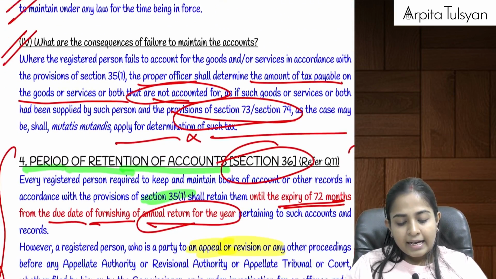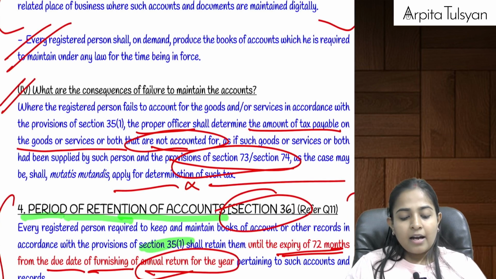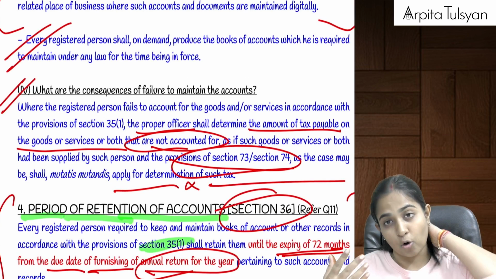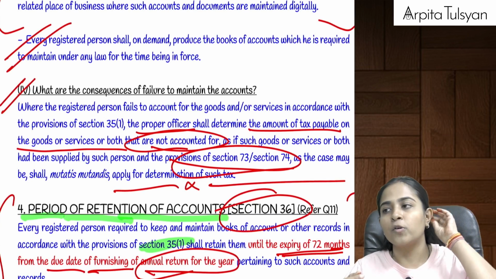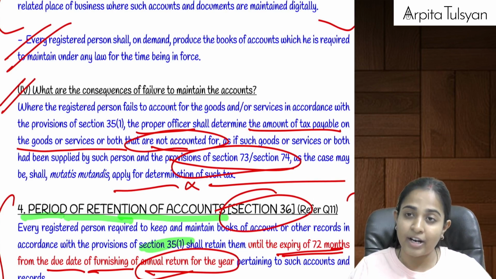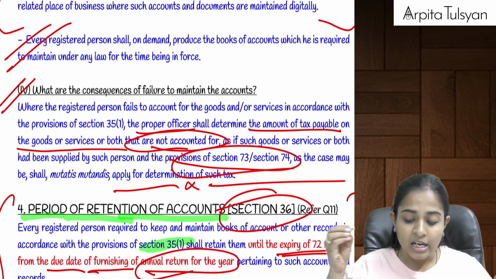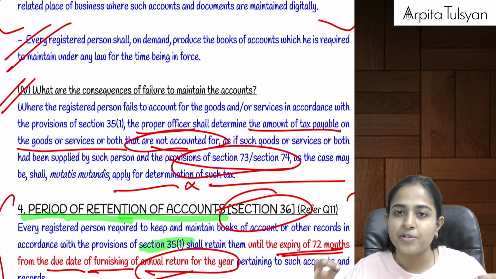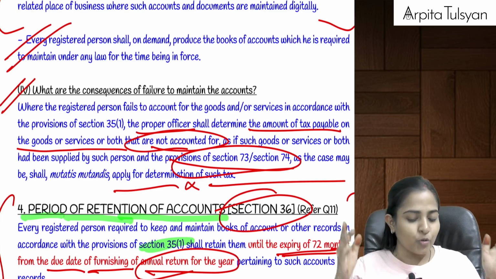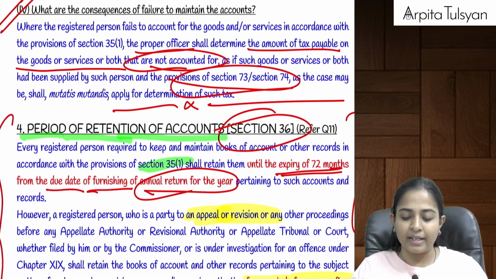Yes, definitely. Whatever you are maintaining is over and above the other laws. Whatever books you are required to maintain under other laws, you have to maintain anyway. These are the extra information that you have to maintain under the GST law, and whenever any person under GST demands this information from you, you should produce it before the respective person.